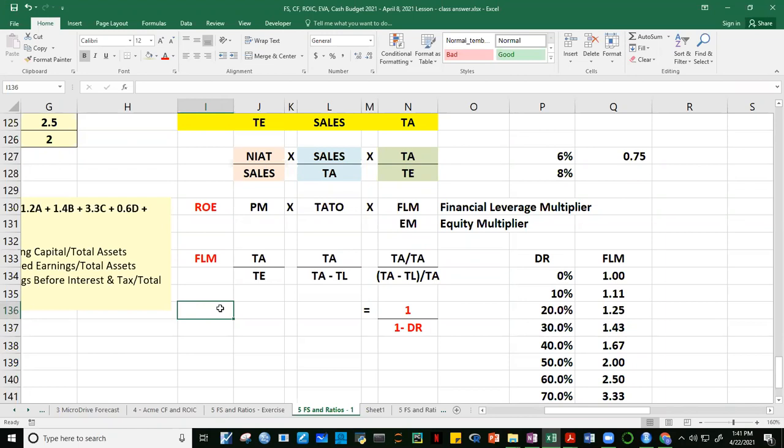Okay, the higher the FLM, I'll explain in a while, the higher the FLM means the higher the debt being used by the company in sourcing its assets. So parang debt ratio siya in a sense, kaso ang ginagamit na ratio, total assets over total equity. So let's rename this, guys. Okay, so total assets over, take note, total equity is total assets minus total liabilities.